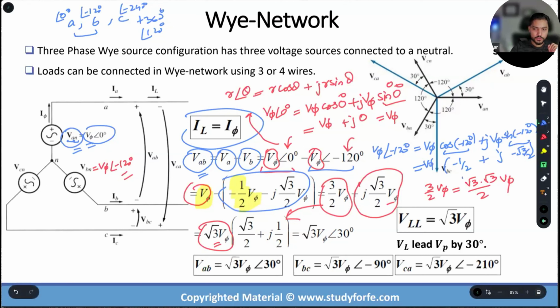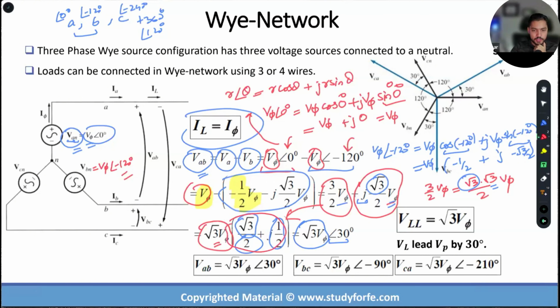So there is actually a square root 3 hiding in here, which I pulled out, and that left me with 1 square root 3 by 2. Okay. And then obviously over here, we have clearly a square root 3 that is hiding over here. When I pull that out, I'm left with a half. And then obviously the j over here and the V phase are pulled out from both the real and the imaginary components. So what I basically have is square root 3 V phase angle of this.